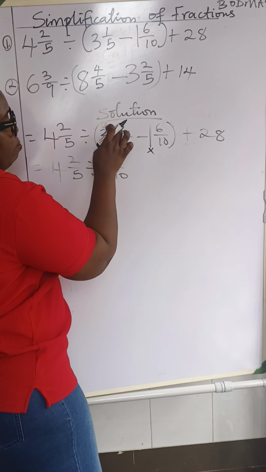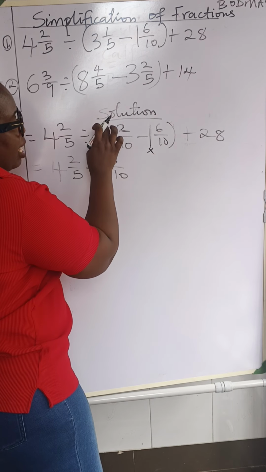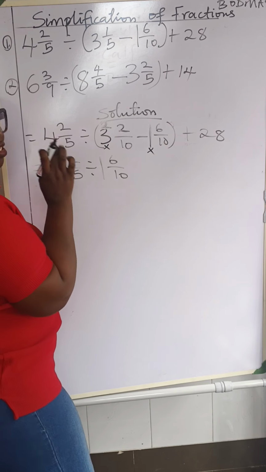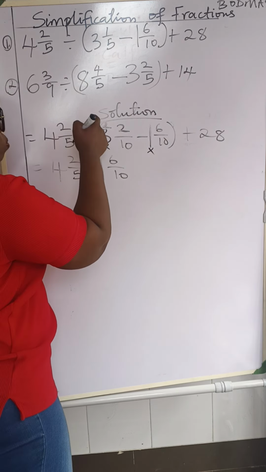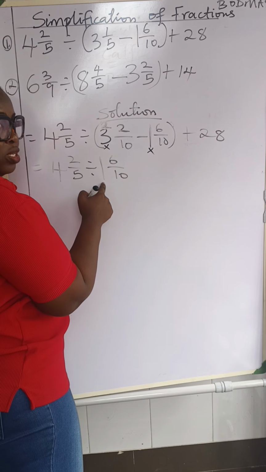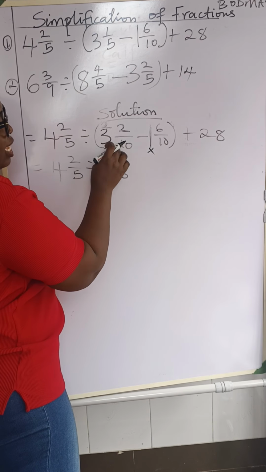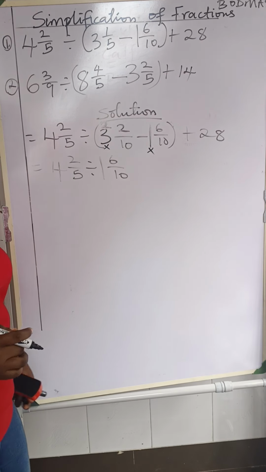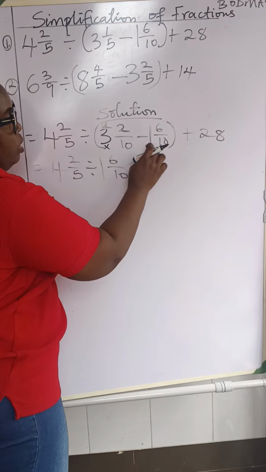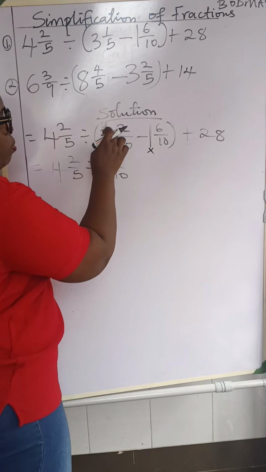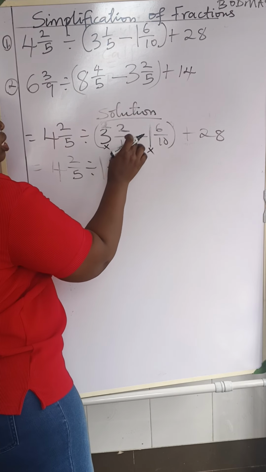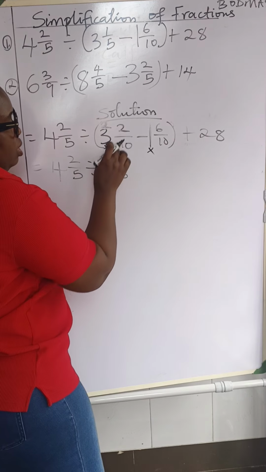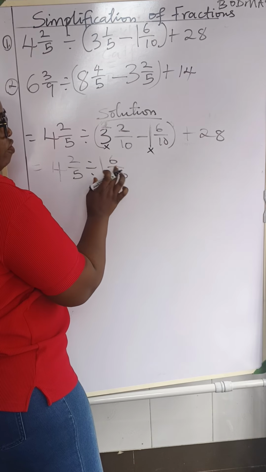So to take away this, we'll carry 1 from this 2 that is left here, a whole number. And when we take that 2, it will remain 1 whole number, which I have brought down here, right? And that 1 we borrowed from this 2 whole number, we call it 10, the denominator. Now, 10 plus 2 is what? 12. So we now have 12 over 10 take away 6 over 10, which is 6 over 10. That is what we have gotten here.